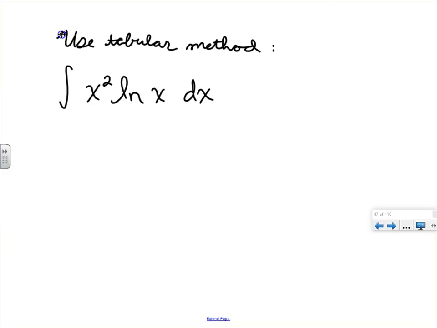This one's an example where some would not necessarily use the tabular method, but some that solely use the tabular method would still be able to solve this. It just wouldn't be necessarily a repeated application. So I'm showing you an example of using the tabular method for a non-repeated application. For the repeated application we say go all the way until it hits 0, but maybe in this example you don't need to go up.